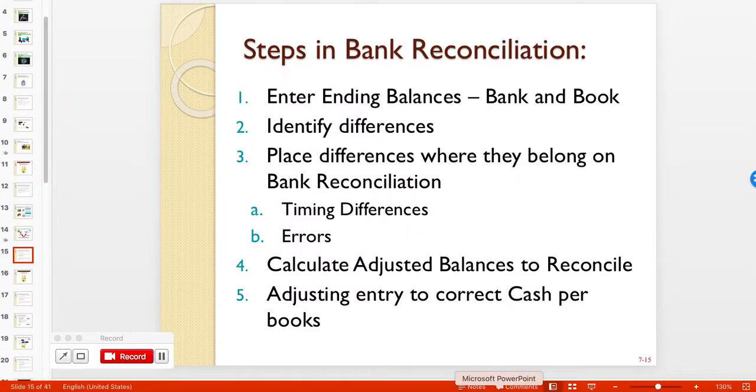So now that we have figured out the total difference in step 1, and we've identified the individual differences, next we're going to talk about what we do with those differences and where they belong on the bank reconciliation. So stay tuned for the next video in the series to explain all of that.